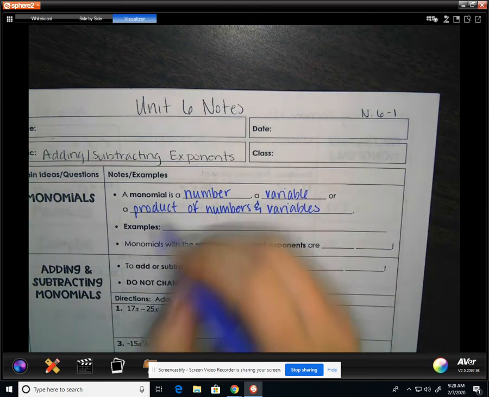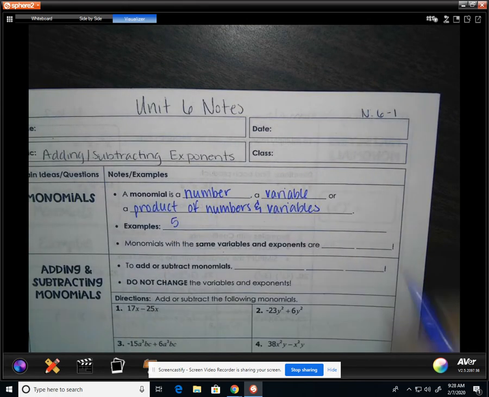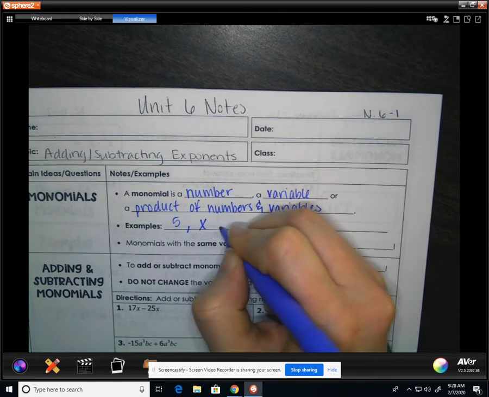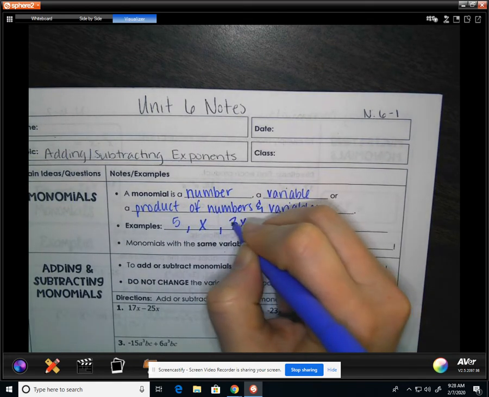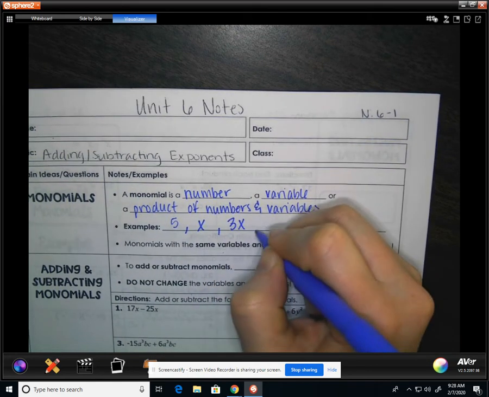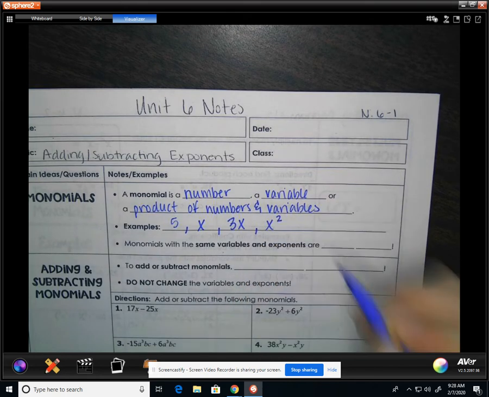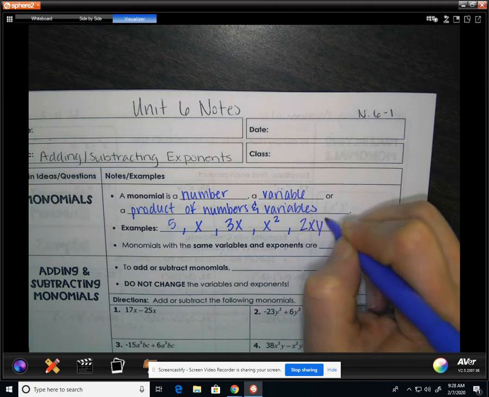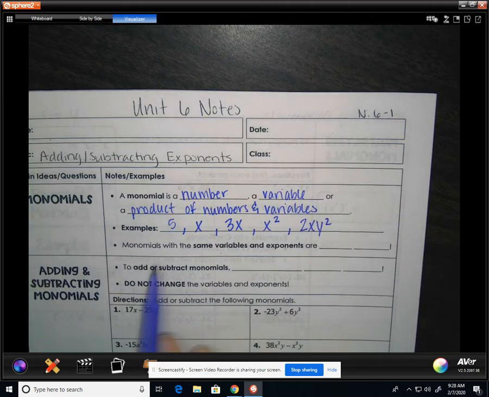Okay, so some examples. Just a number would be like 5. Just a variable would be like x. A product, you could do 3x, that's a number and a variable. You could also do a combination like x squared, or it can be multiple things like 2xy squared. All of those are examples of monomials, and the way you know that they're a monomial is that they are not split up by a plus or a minus sign.